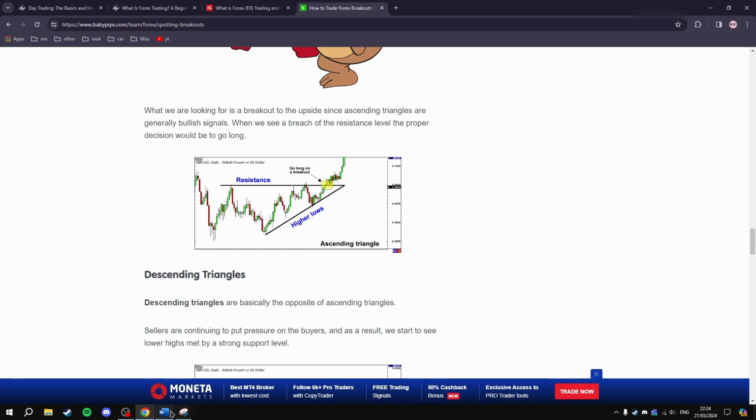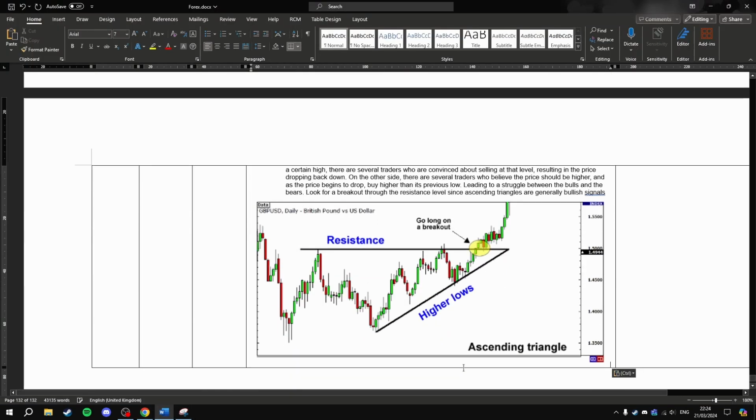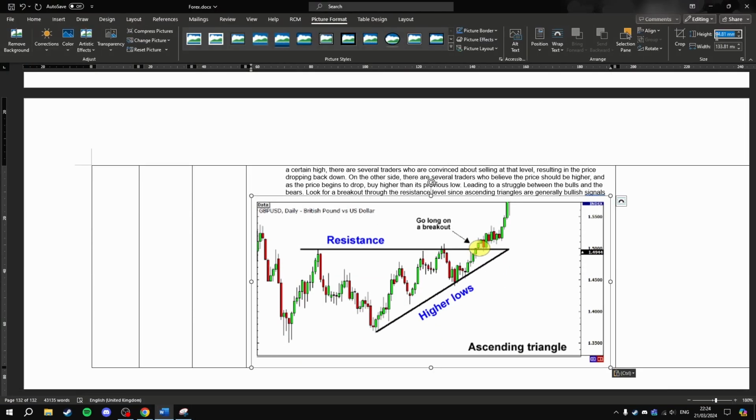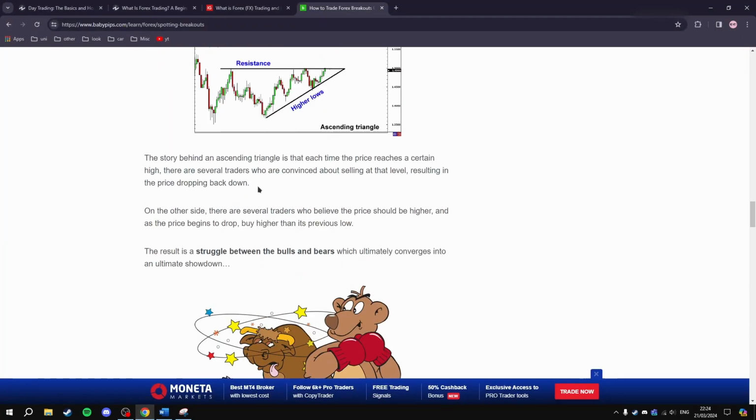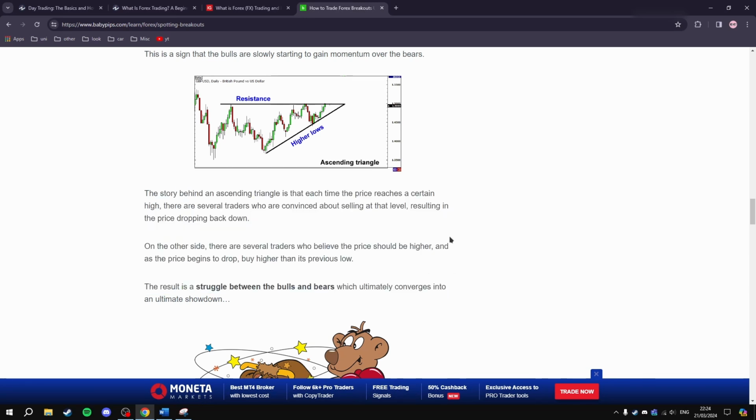I don't really understand what the story they created for this means. So, what this bit means: each time the price reaches a certain high, like here, there are several traders convinced about selling it at that level, resulting in the price dropping back down. So they think that the price won't go any higher than that, so they're selling it. If they're selling it, then there's more supply than demand, so the price decreases.